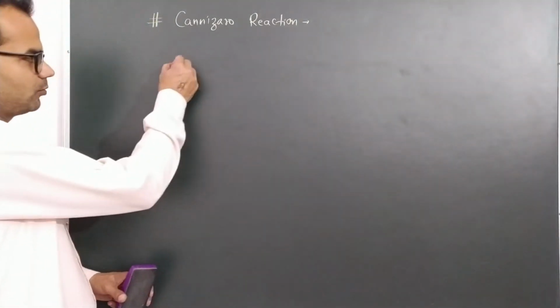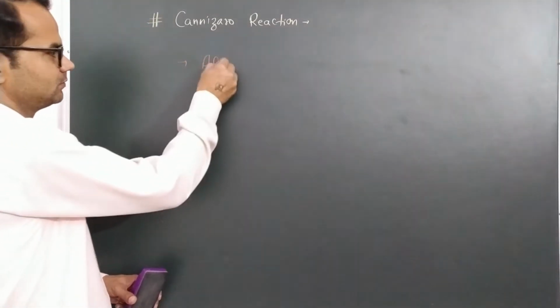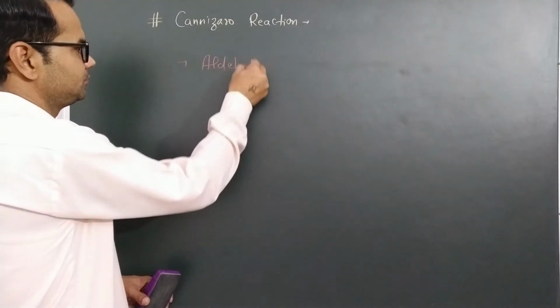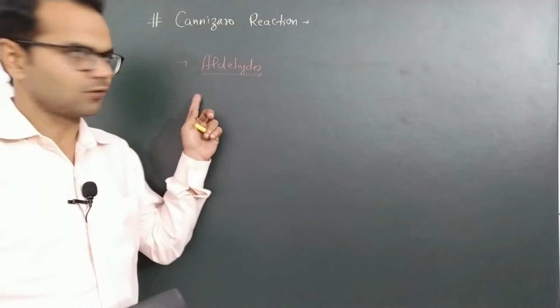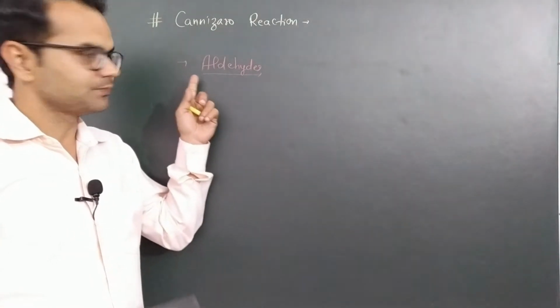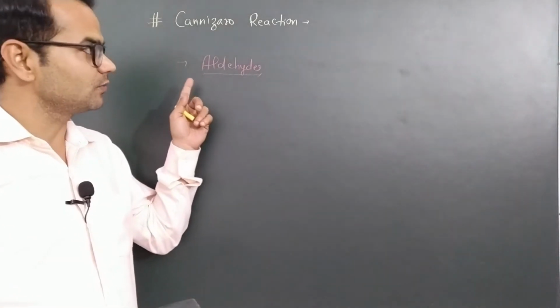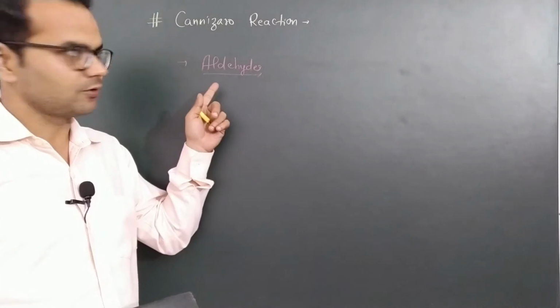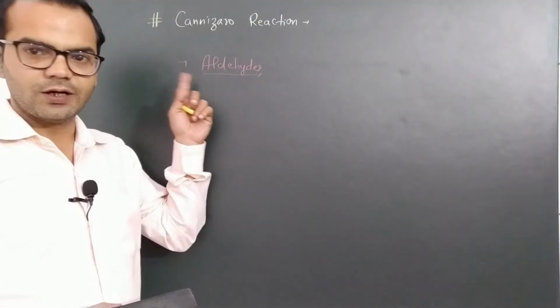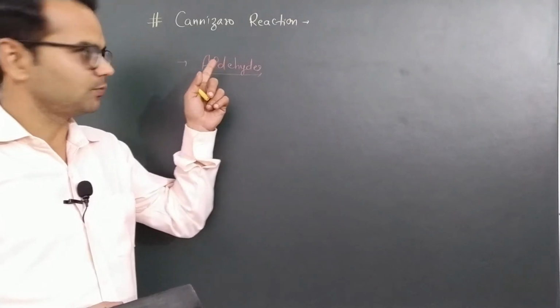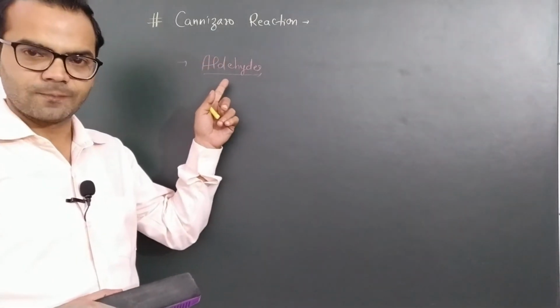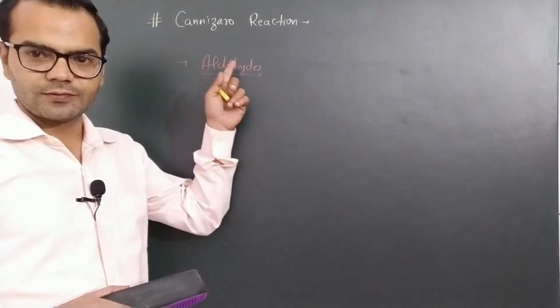First, it is shown only by aldehydes. Ketones never show Cannizzaro reaction. So this is a difference between aldol reaction and Cannizzaro reaction. Ketones undergo aldol condensation also, but ketones never show Cannizzaro reactions. But not all types of aldehydes show Cannizzaro reactions.